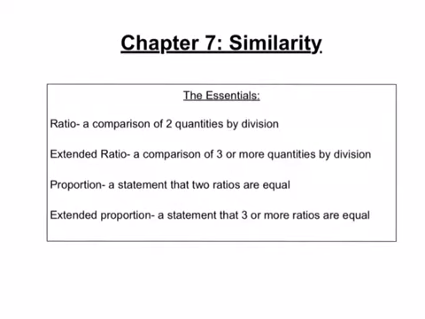First of all, a ratio is a comparison of two quantities by division. An extended ratio is a comparison of three or more quantities by division. A proportion is a statement that two ratios are equal. And yes, you guys guessed it, an extended proportion is a statement that three or more ratios are equal.